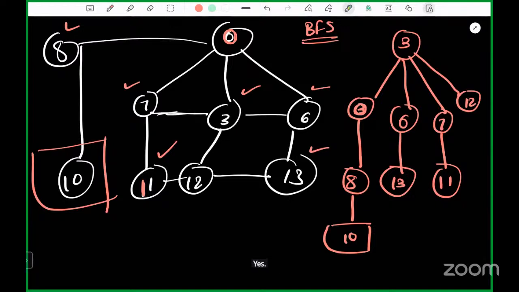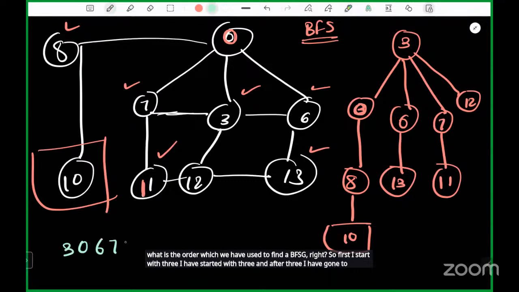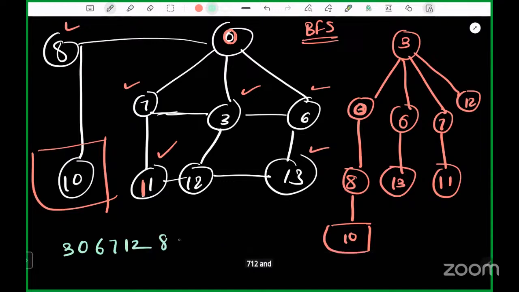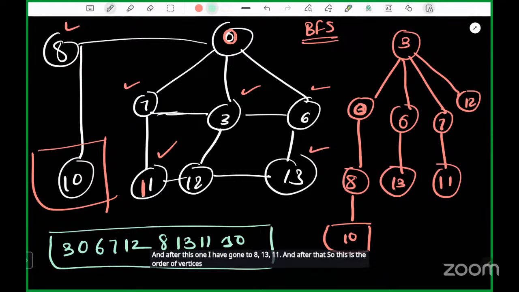Yes, so here you can write down the order of the BFS too. That means the order which we have used to find a BFS tree. First I started with 3, and after 3 I have gone to 0, 6, 7, 12, and after this I have gone to 8, 13, 11, and then 10. So this is the order of vertices by which we explored our BFS scan. This order is also important. If the order is given, you can find your BFS scan and answer the questions too. So this is the required order which we can use to apply a BFS scan.